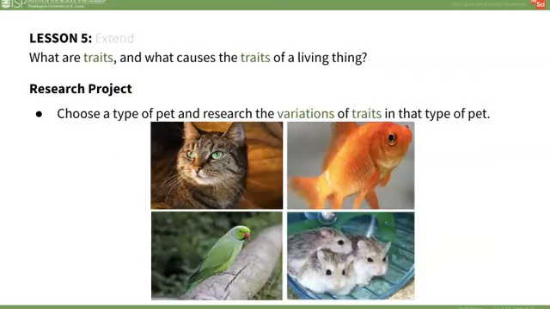The optional extend activity involves students choosing a type of pet and then researching the variations of traits in that type of pet. For example, they may choose cats, goldfish, hamsters, or parakeets.